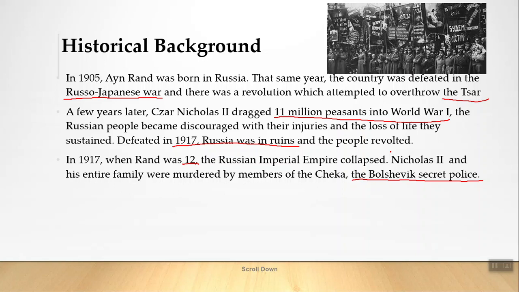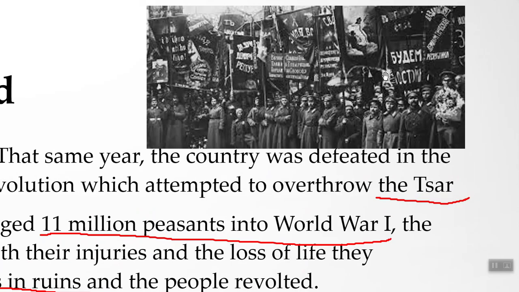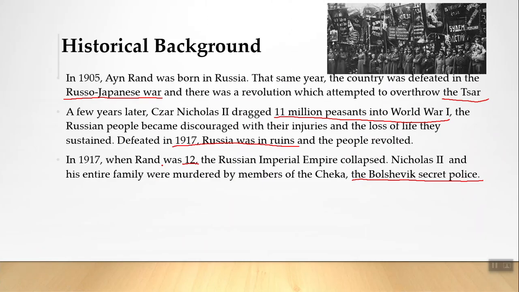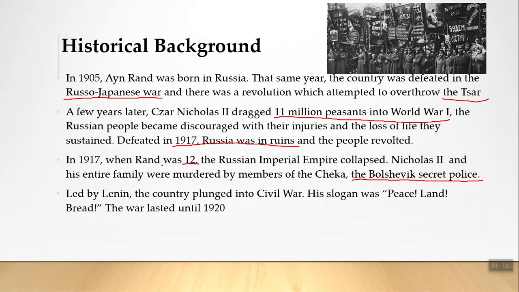And there we see them. I'm going to zoom in on this picture for you, if I can. There we go. So this is a protest in Russia, and you can see the people in their heavy coats and all that. So what occurred is that the country is plunged into civil war. So Lenin, the leader who had been exiled by the Tsar, comes back into the country to lead the Bolsheviks in this revolution, and he has a slogan of peace, land, bread.